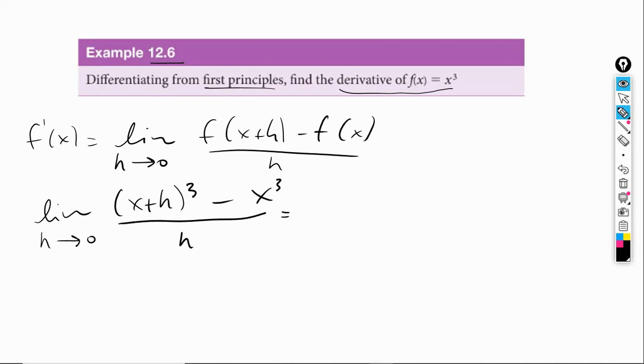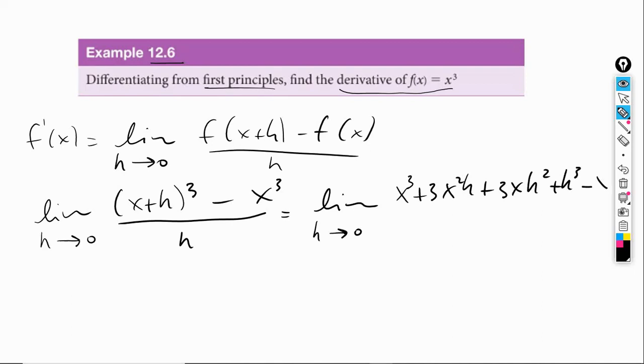And then this would equal the limit, don't forget to write this every time, as h approaches 0, of the expansion of (x plus h) cubed. And from binomial expansion, we know that that's going to be x cubed plus 3x squared h plus 3x h squared plus h cubed, and let's not forget minus x cubed. And all of this over h.